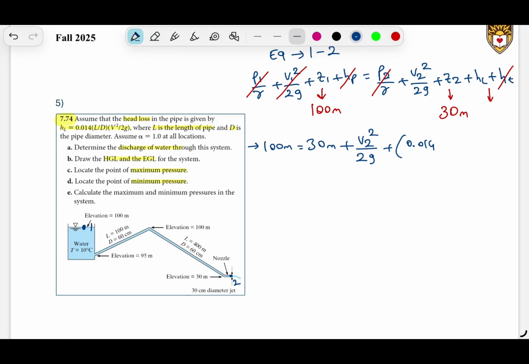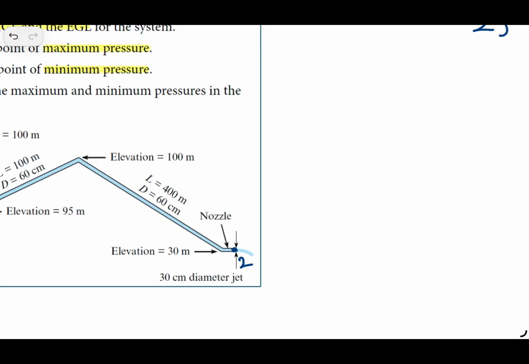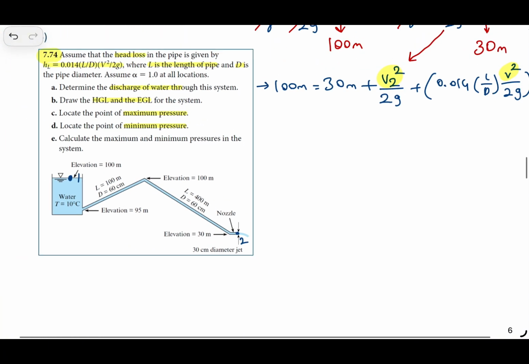Head loss is given as 0.014 L over D, V square over 2g. Here, the important point is this velocity and this velocity are actually different. This is because this velocity is coming from the energy equation, and this is the velocity just at the outlet of this pipe. So it will be V2.